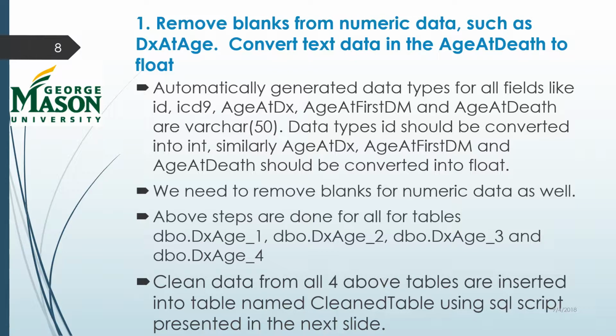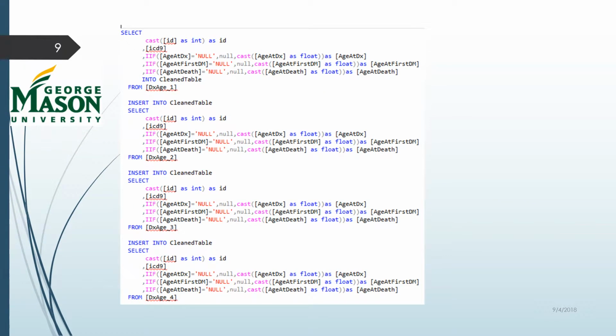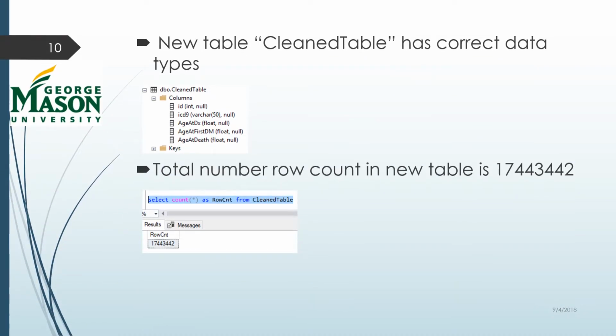Clean data from all 4 tables is inserted into a table called clean table using the SQL code presented in the next slide. I'm going to show it to you right now. This is the code that I used. First I cast ID as integer, and then age at diagnosis as float, age at first DM as float, age at date as float. Then I inserted into clean table, and I repeated the same process for all remaining 3 tables. The new table, which is clean table, has corrected data types. You can see my screenshot here.